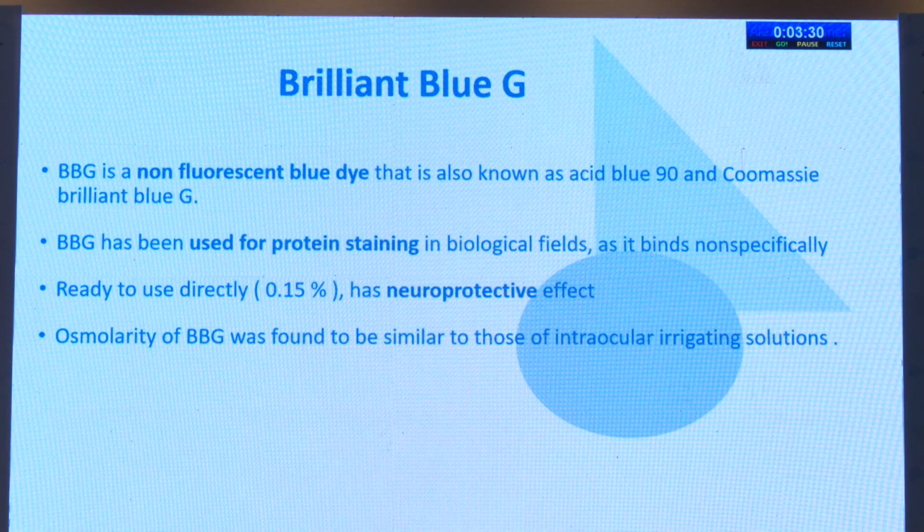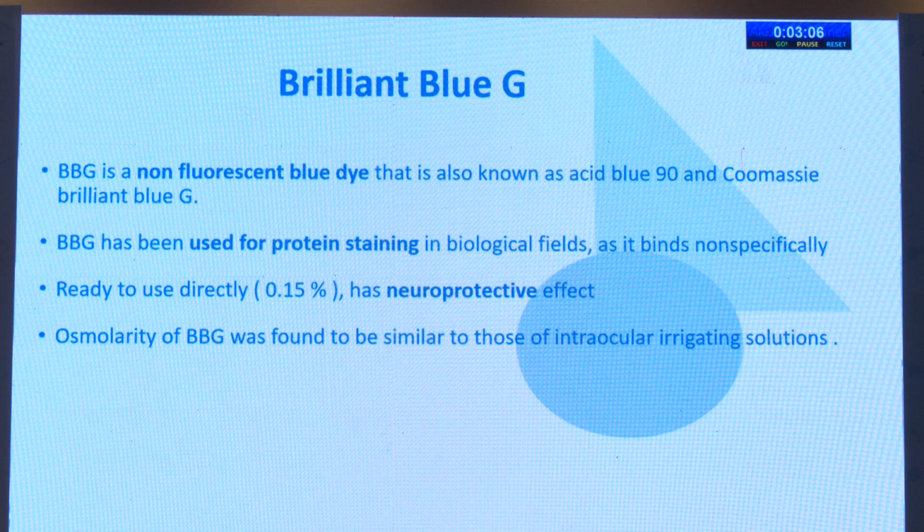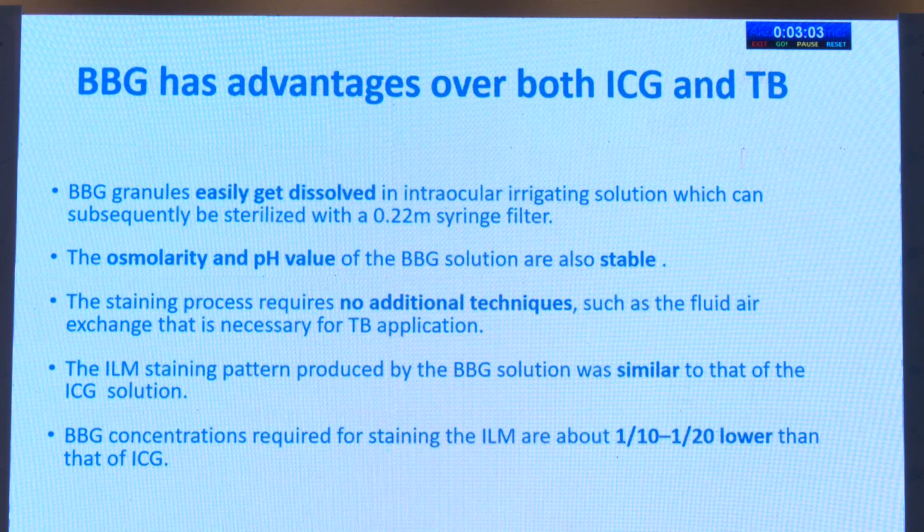So Brilliant Blue G is the one which is currently being used. It's a non-fluorescent blue dye, also known as acid blue 90 or commercial BBG. BBG has been used for protein staining in biological fields and binds non-specifically. It's ready to use. It comes in a concentration of 0.25 and it has some neuroprotective effect also. The osmolality of the BBG was found to be similar to that of intraocular irrigation solutions. The advantages of BBG are that it's easily dissolved, osmolality and pH value are stable, and no additional techniques are required before injecting BBG. It stains similar to ICG, and the concentration used is much less compared to ICG.